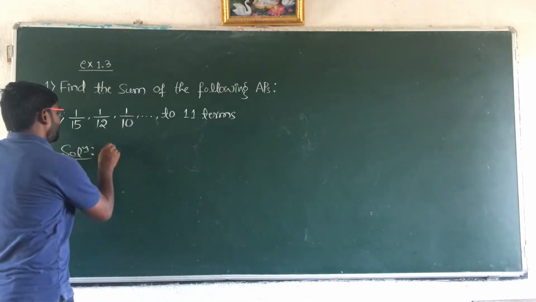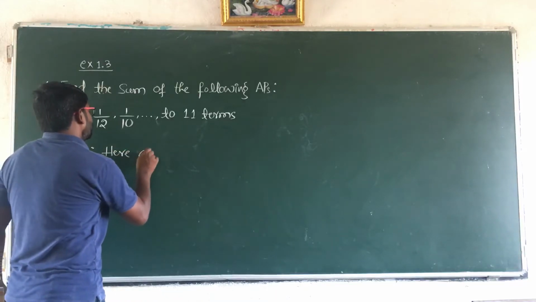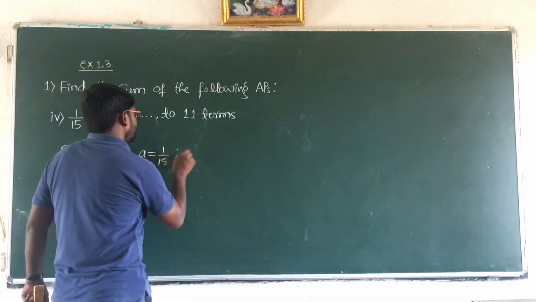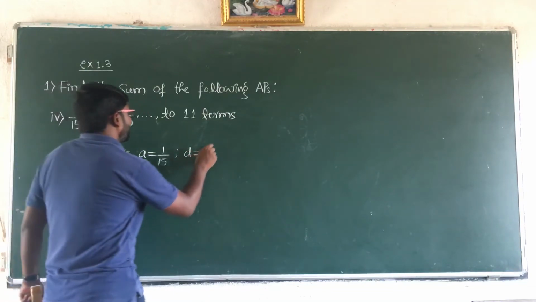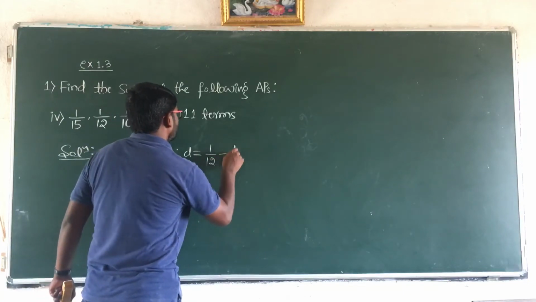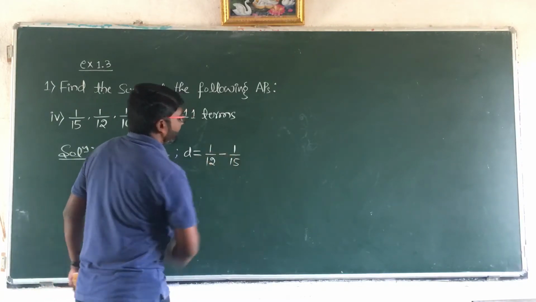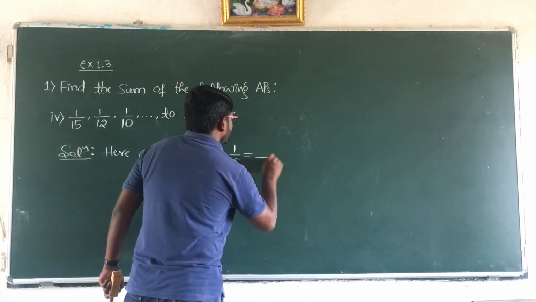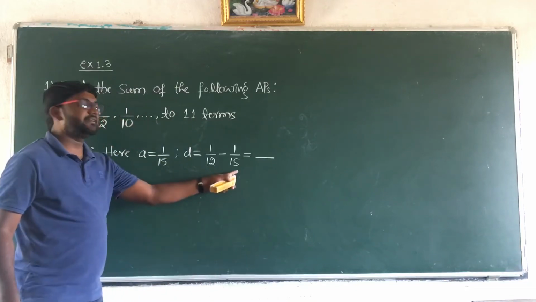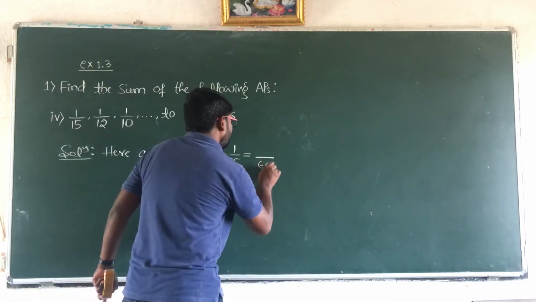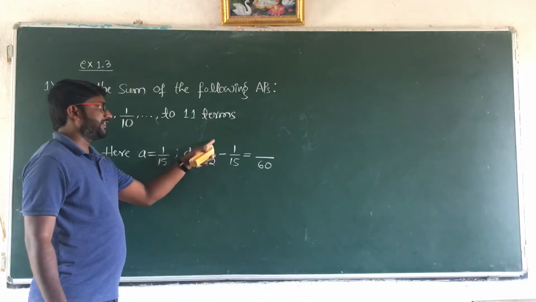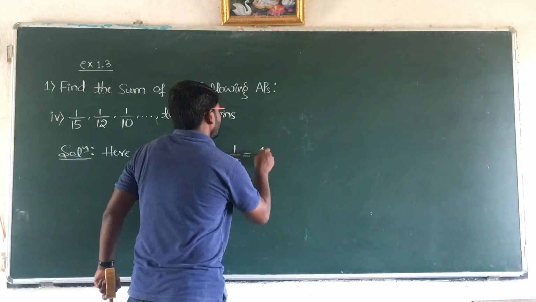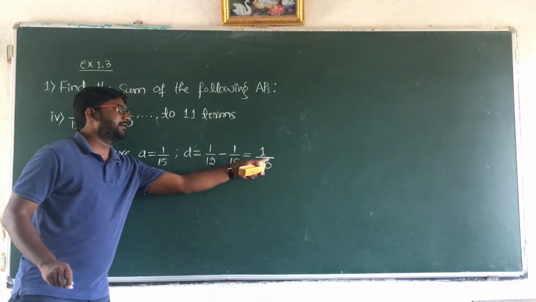So here a is equal to 1 by 15, and then d is equal to 1 by 12 minus 1 by 15. So let us simplify this. The LCM of 12 and 15 is 60. Then 12 5s are 60 and 15 4s are 60. 5 minus 4 is 1. So after simplifying this we get 1 divided by 60.